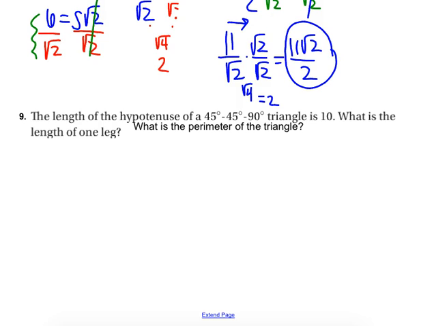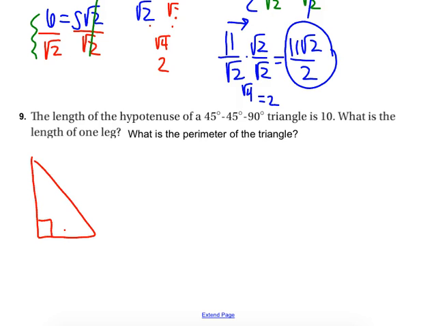And our last problem for the 45, 45, 90 triangle: the length of a hypotenuse of a 45, 45, 90 is 10. What is the length of the leg? And also, what is its perimeter? So this is the picture we're dealing with, and it tells us the hypotenuse is 10. So again, we have to work backwards. We know our hypotenuse equals our leg times the square root of 2.